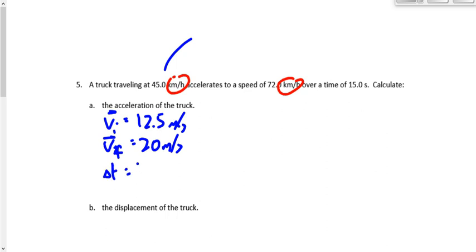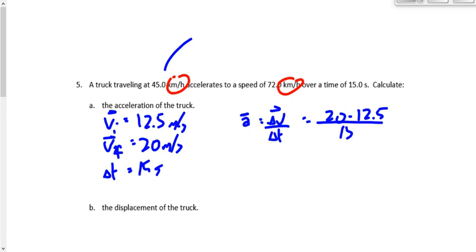And the easiest way to find acceleration here would simply be to say a is equal to delta V over delta T. 20 minus 12.5 over my time interval of 15. Do the math there, and it works out to be 0.500 meters per second squared.